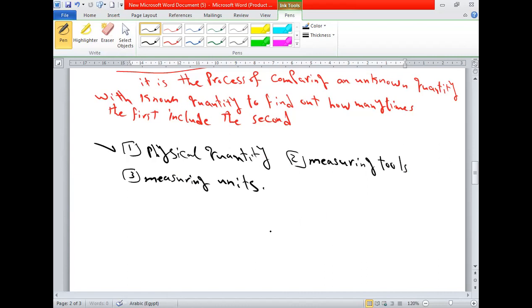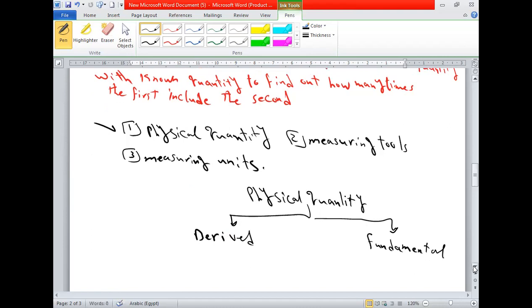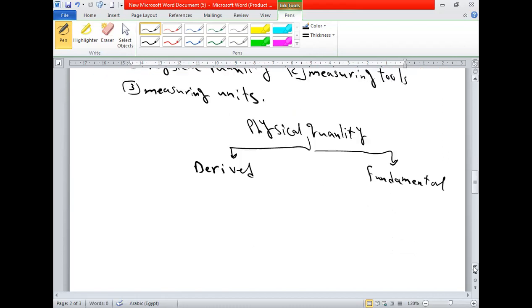Physical quantity. What is physical quantity? We can divide physical quantity into two sections. First one is fundamental. The second one is derived. What is fundamental physical quantity and what is derived physical quantity? Okay, let's start with fundamental.